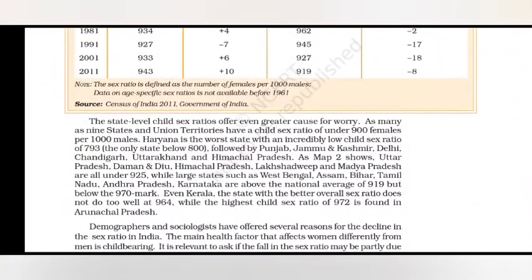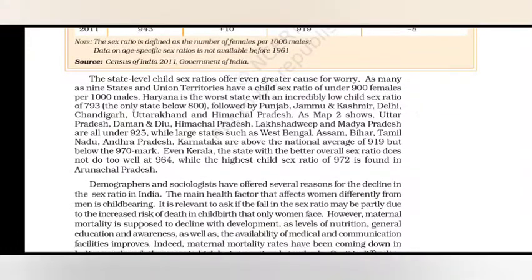The state level child sex ratio offers even greater cause for worry, as many as 9 states and union territories have a child sex ratio of under 900 females per 1,000 males. Haryana is the worst state, with an incredibly low child sex ratio of 793, followed by Punjab, Jammu and Kashmir, Delhi, Chandigarh, Uttarakhand, and Himachal Pradesh.